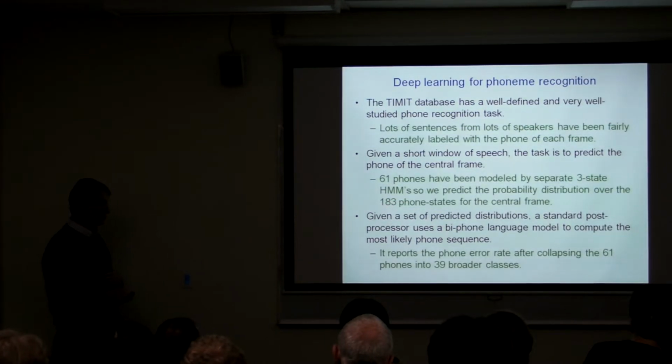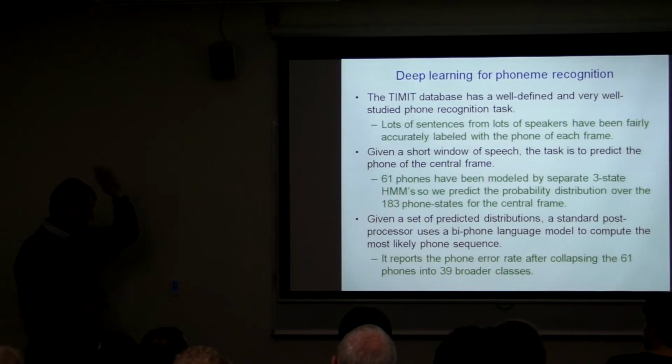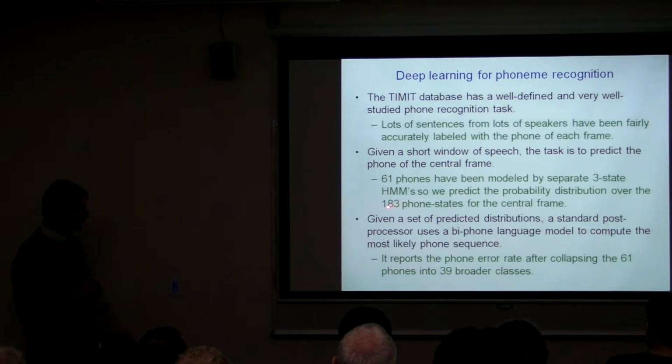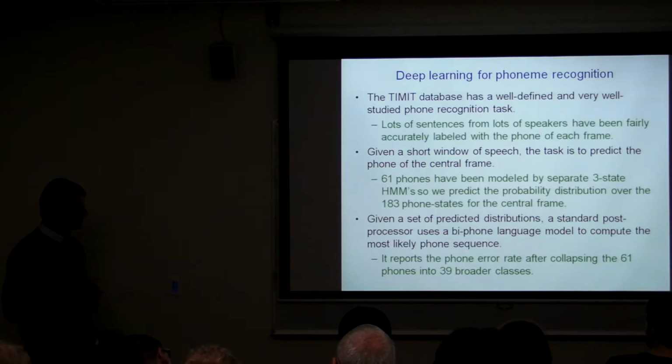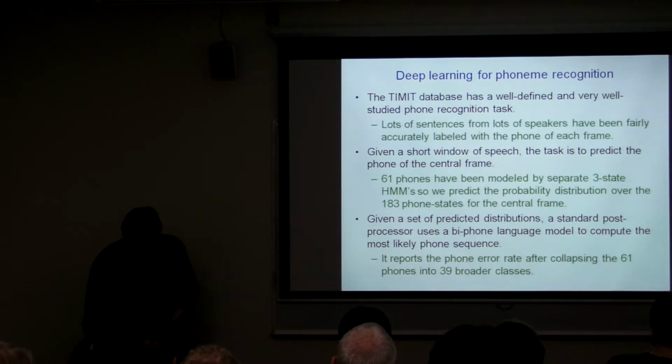If you can predict those probabilities well, you then give it to a post-processor that's fairly standard. We're using a biphone model. Some people use a more powerful model. Some people at IBM very recently reported results comparable to ours. They're using a triphone model, which is a bit more powerful. So if we can predict these well, sensible distributions, the post-processing will decide where the phoneme boundaries are and will report the phone error rate, so we can see how well we're doing. And in doing that, it collapses the phones into broader classes and reports the rate for these broader classes.